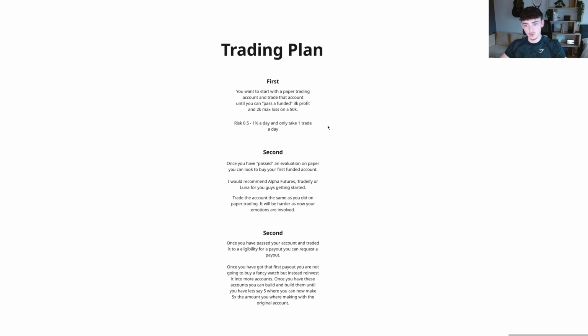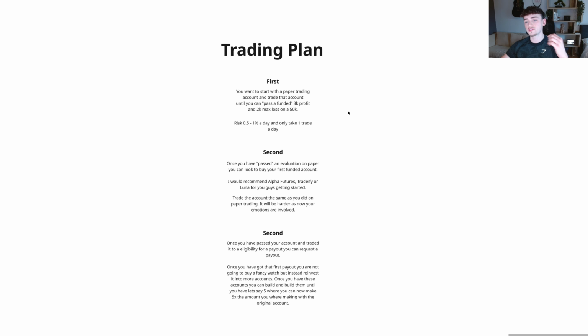So first of all, what you want to do is start with paper trading an account and trade that account until you can pass a funded. So that is a 50K funded. Let's say you were trying to pass one. You would do a 3K profit target and a 2K max loss. If you lose 2K before you hit 3K, then you didn't pass the funded and you have to restart, okay? And you want to risk 0.5 to 1% a day and only take one trade a day, okay? That is the first step.